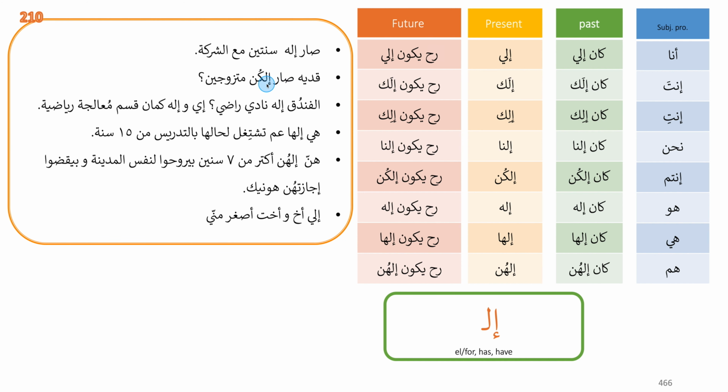And the third sentence, الفندق إله نادي رياضي. الفندق إله, the hotel has. نادي, a gym. Nadi, a club. رياضي, sport. So a sport club, it's a gym. الفندق إله نادي رياضي. Does the hotel have a gym?